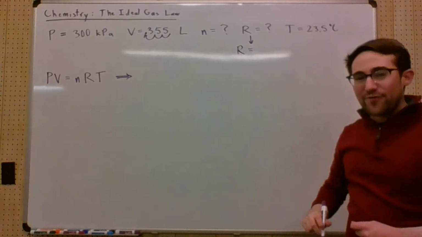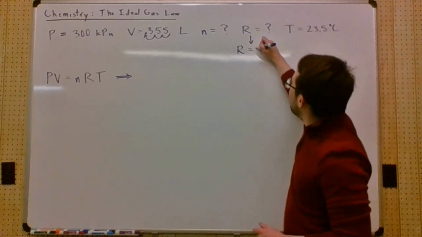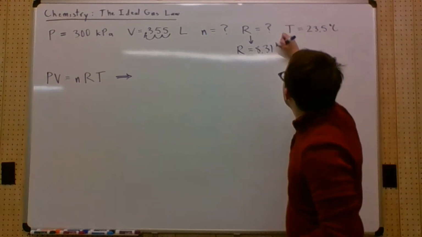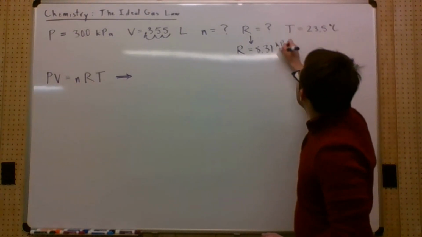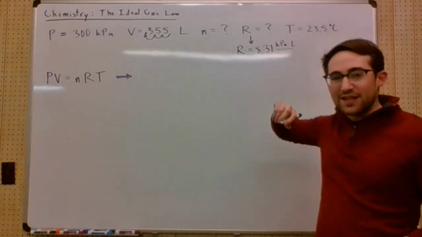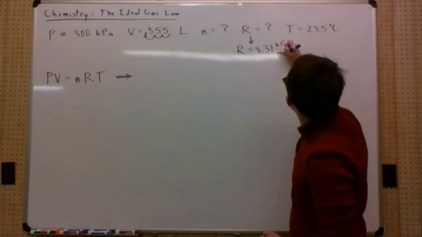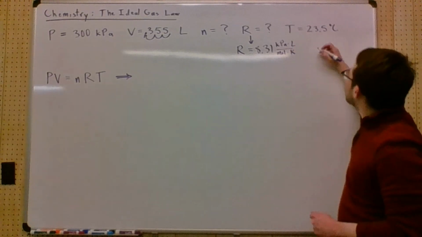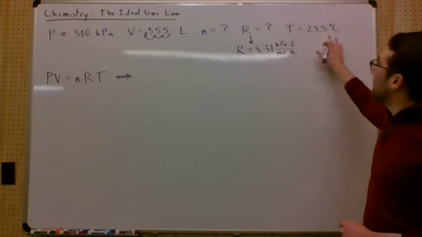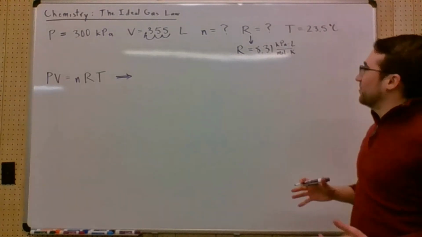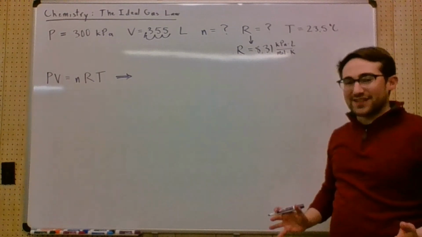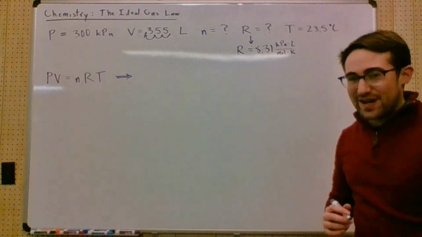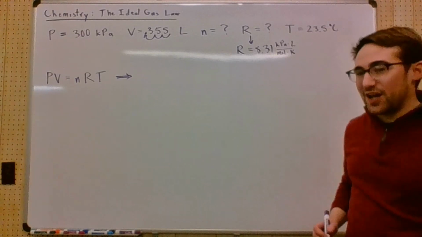The gas constant for kPa is 8.31, and the units are kPa liters over mole Kelvin. All right? And our temperature that our can is at in this room is about 23.5 degrees Celsius, a little toasty. But we can't use that either the way it is. We got to change that into Kelvin.